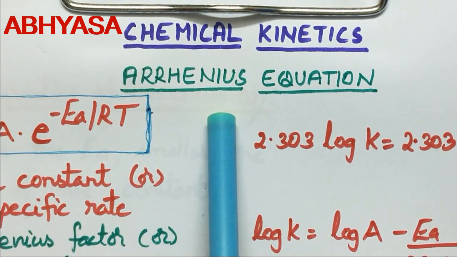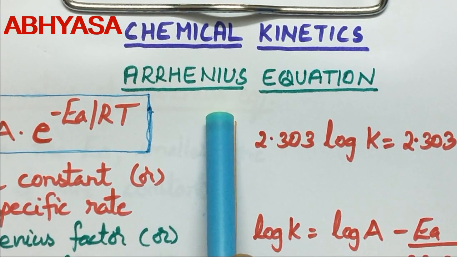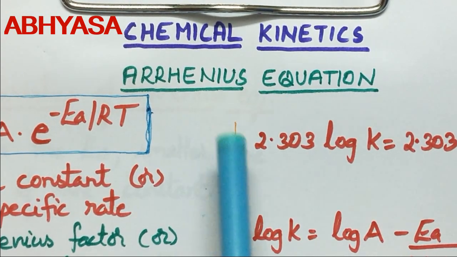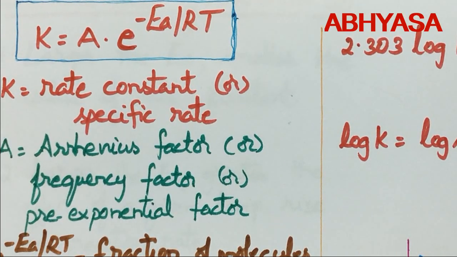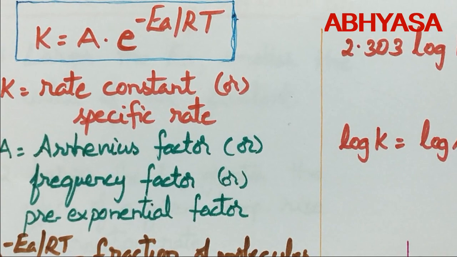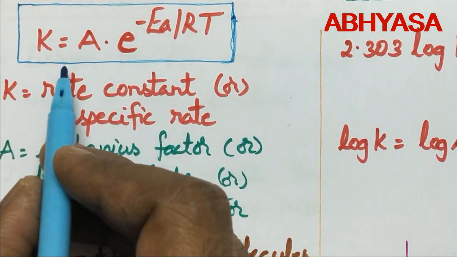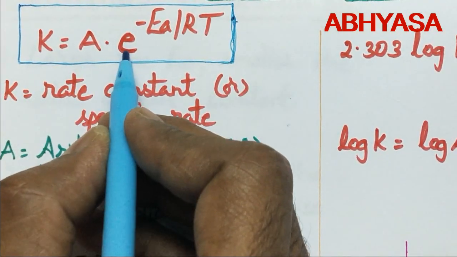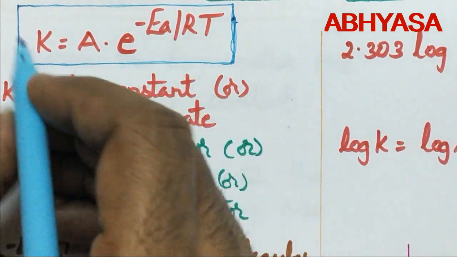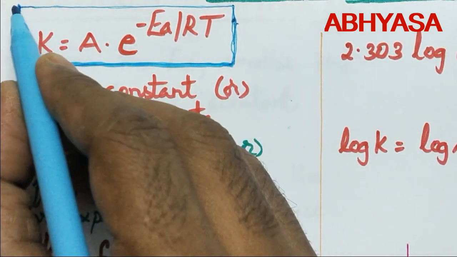What is this Arrhenius equation? We are quantifying the influence of temperature on the rate of reaction, and that is given by Arrhenius equation. As this involves lot of writing, that is the reason why I had written this earlier and I am explaining directly from there. So this is our Arrhenius equation. K is equal to A into e to the power minus EA by RT. This is called as the Arrhenius equation.